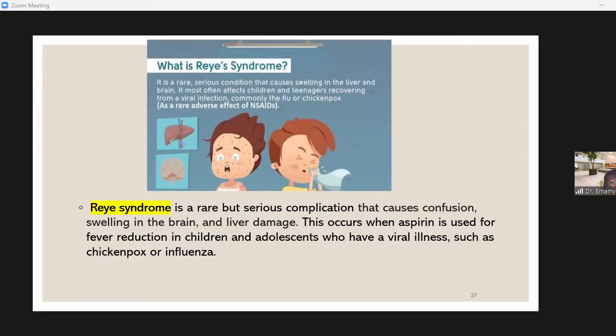You don't give aspirin to young children. Why? Because they may develop Reye's syndrome. So if a mother says that my child already took aspirin and nothing happened, you still shouldn't give aspirin to that child because it's a rare but very dangerous situation, inflammation of the brain and liver. So children, if they have fever, they can take acetaminophen, but not aspirin.